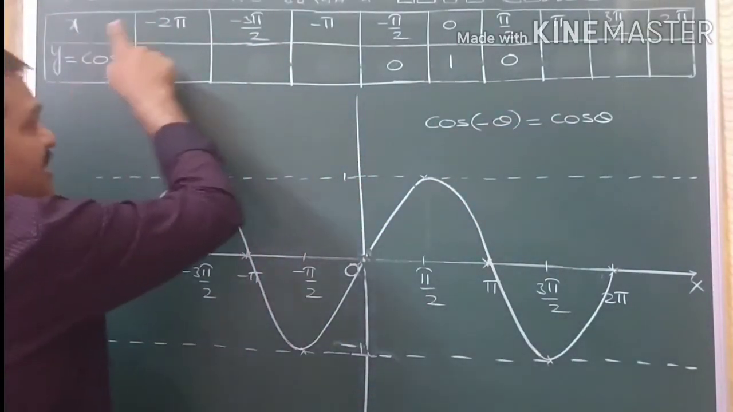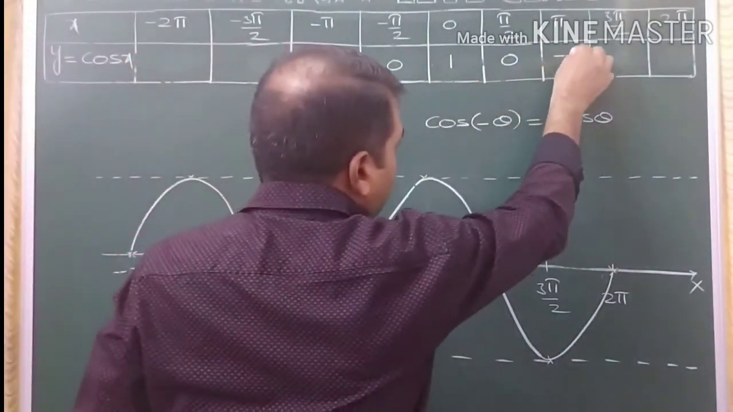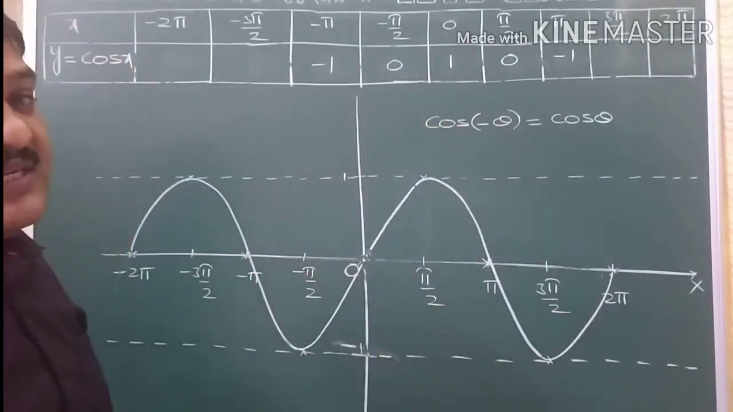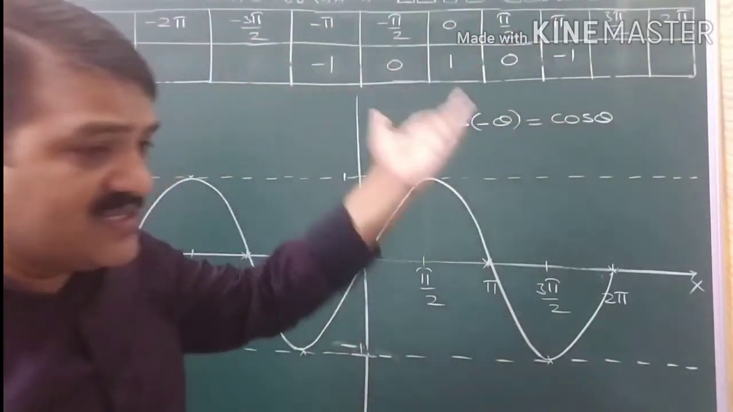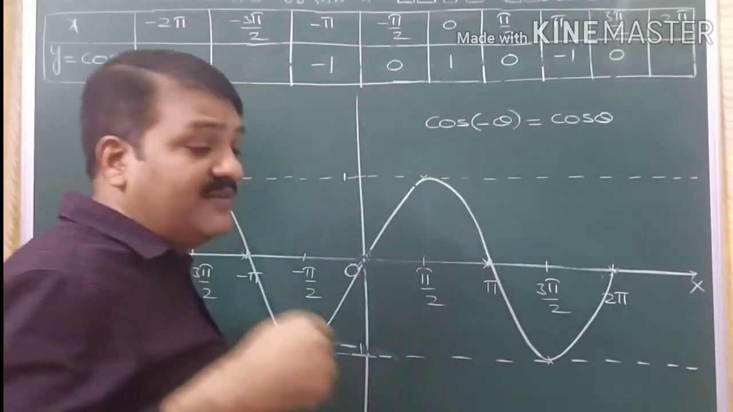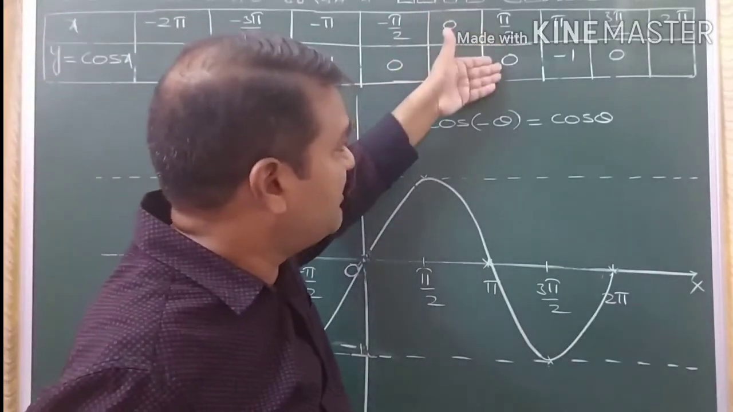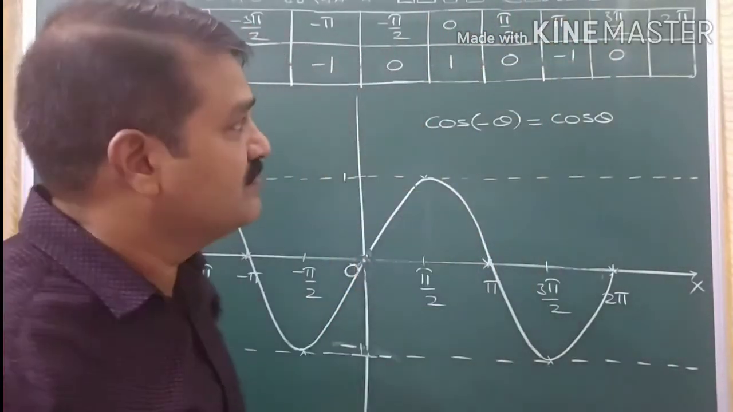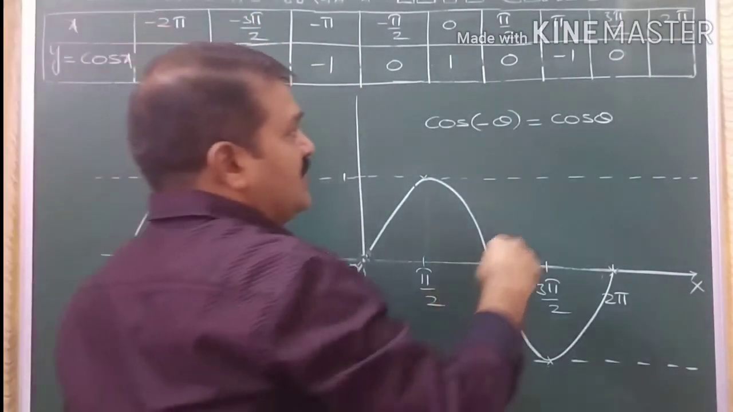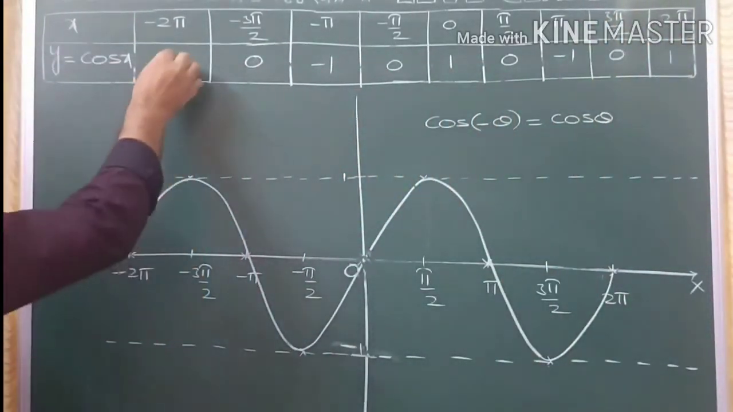So for x is equal to pi, what is y? y is cos pi, which is -1. For minus pi also you will get the same, because cos of minus theta is cos theta. For pi and minus pi you will get the same value. For 3 pi by 2, it is 0. We know that for every odd multiple of pi by 2, the cos function will be 0. So cos of minus 3 pi by 2 is also 0 only. For x is equal to 2 pi, cos 2 pi is 1. So for minus 2 pi also you will get the same.